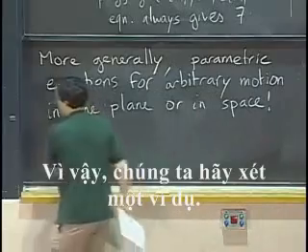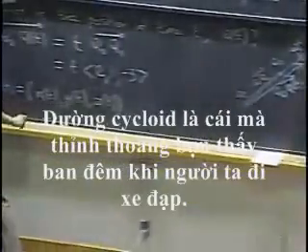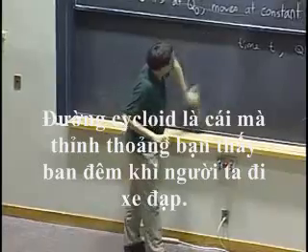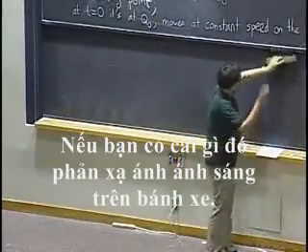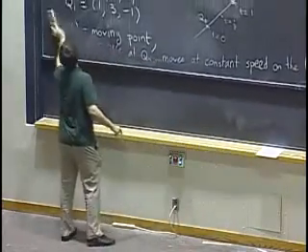So let's look at an example. Let's take, so it's a famous curve called the cycloid, and the cycloid is something that you can actually see sometimes at night when people are biking if they have something that reflects light on their wheel. So let me explain what's the definition of a cycloid.